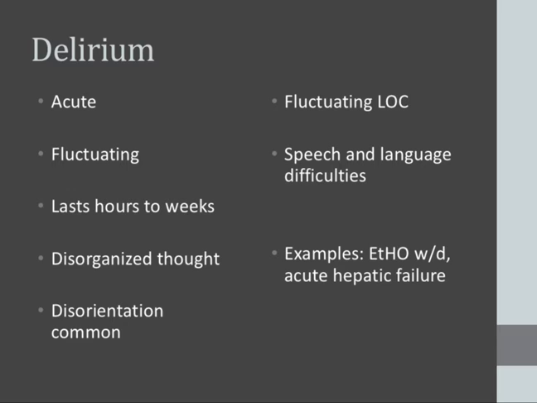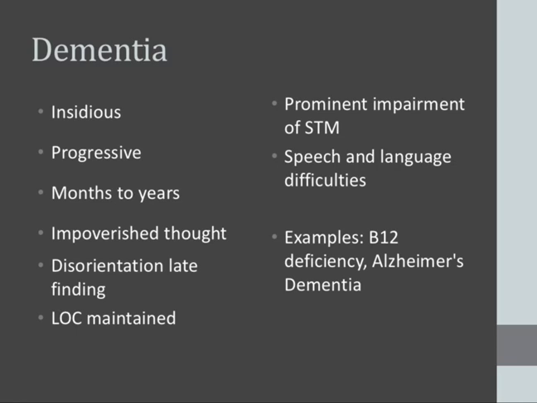Disorientation is very common. Disorientation to time is particularly affected. And the patients will have fluctuating attention, so they will be easily distracted, not able to concentrate on selected tasks. Examples here would be alcohol withdrawal and acute hepatic failure. Dementia, on the other hand, is an acquired cognitive and behavioral impairment that interferes with social and occupational functioning. So when you think dementia, you want to think generalized, sustained, progressive.